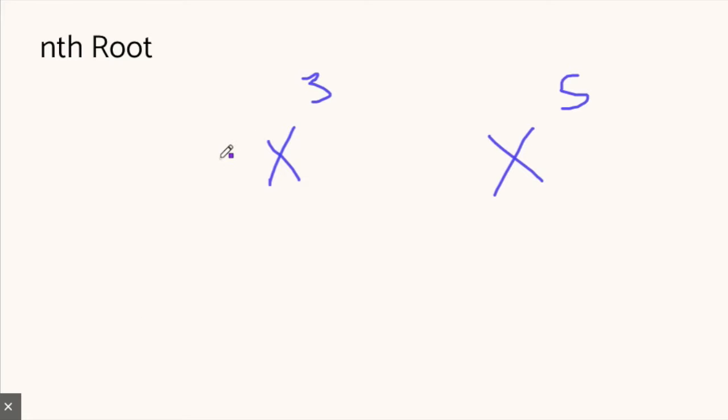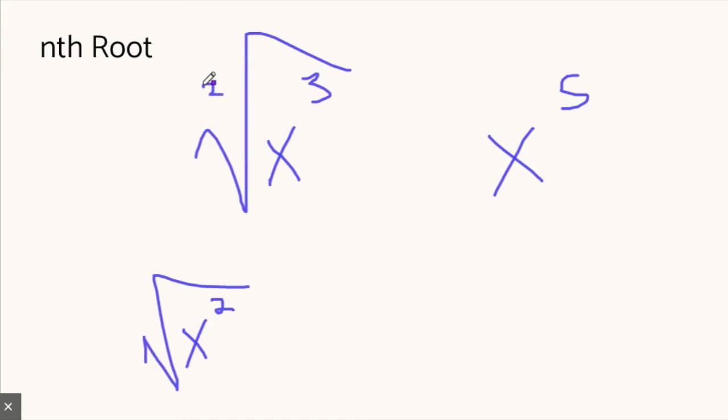You would do the opposite to it. If it was x squared, we took the square root of it. If it's x cubed, we take the cubed root of it. If it's x to the 5th power, we take the 5th root of it. Now, how do we do this? Let's give an example.